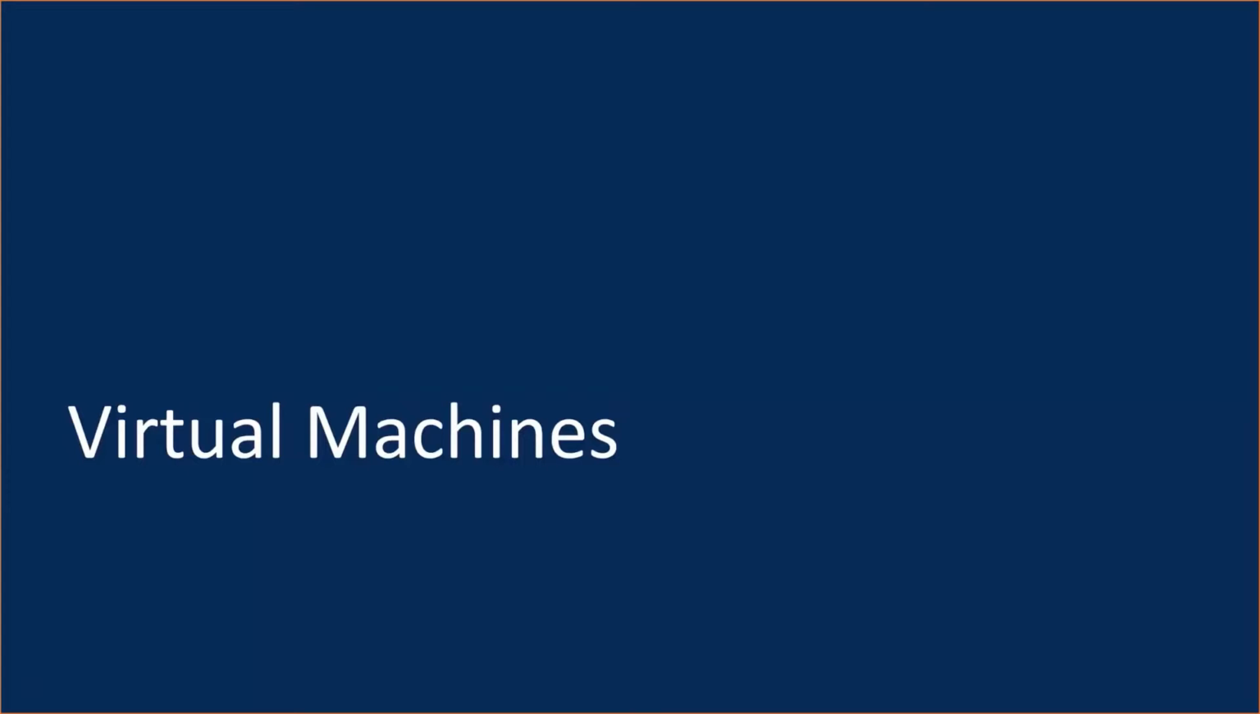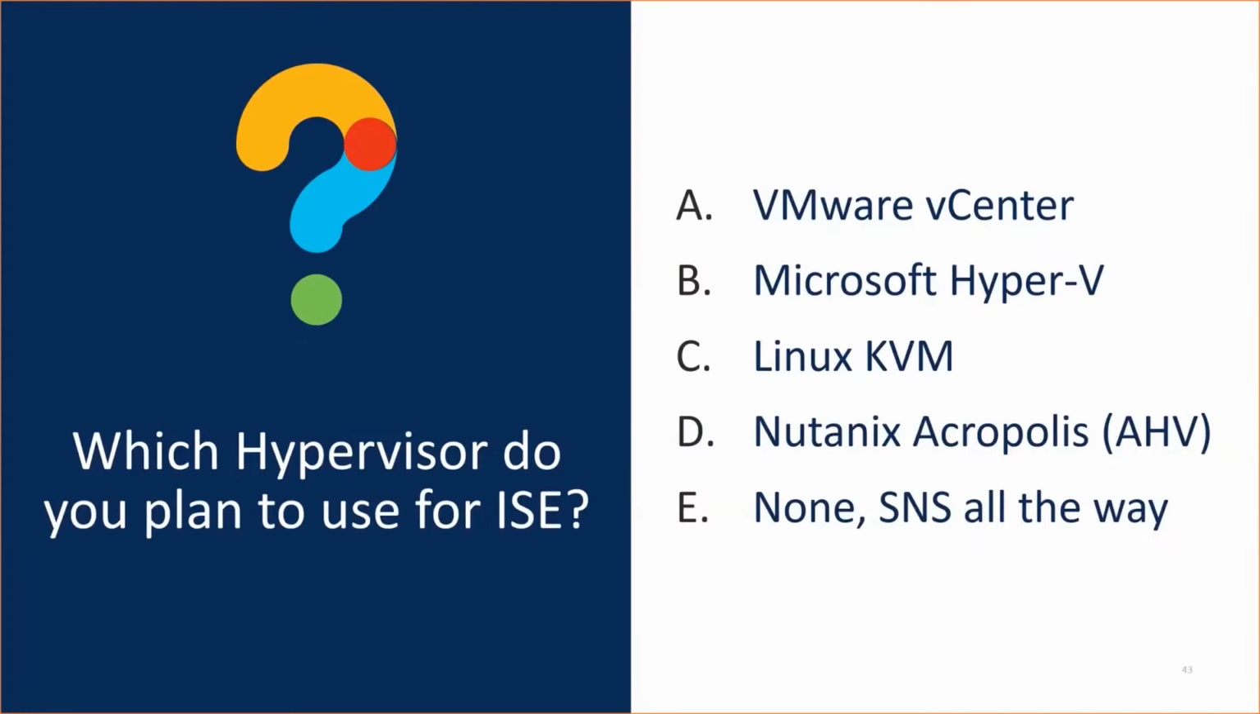So from here, we're going to talk about the virtual machines and the different hypervisors and ways that we can install ISE on virtual machines. So first, what I want to know is, which hypervisor do you plan to use for ISE? Now, we've got 4 different hypervisors that we do support for ISE: VMware vCenter, Hyper-V, Linux KVM, and Nutanix Acropolis, which is the newest hypervisor that we do support.